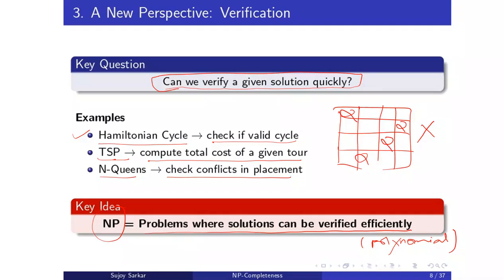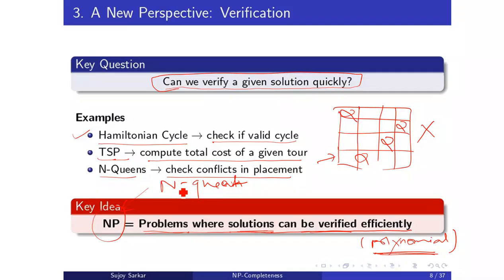So what is an NP problem? NP problems are those problems for which, if you are given the solution, you can verify whether the solution is correct or not in polynomial time. Whichever problem you can do that for, all will come under NP. Suppose N-Queen: can you verify whether the solution is correct or not? Yes. So that will come under NP.